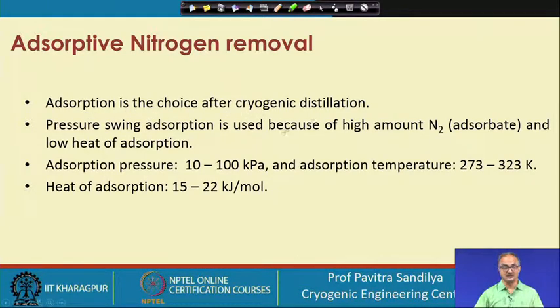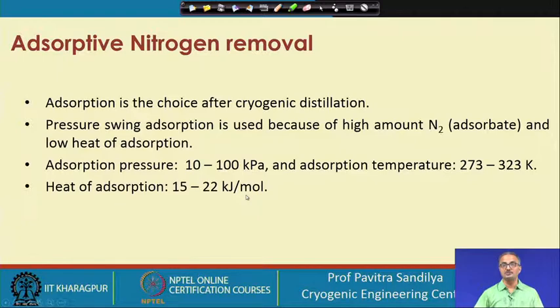after cryogenic distillation, and in this case we generally use pressure swing adsorption, or what we call PSA, to remove a high amount of nitrogen, which is the adsorbate, at a low heat of adsorption. The adsorption pressure is about 10 to 100 kilopascal, and the adsorption temperature varies between 273 to 323 Kelvin. The heat of adsorption is between 15 to 22 kilojoules per mole.